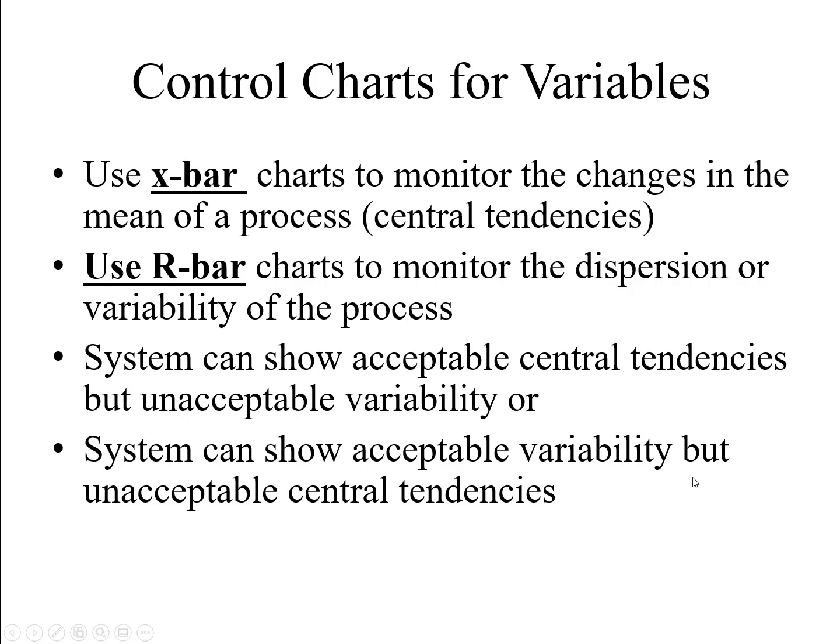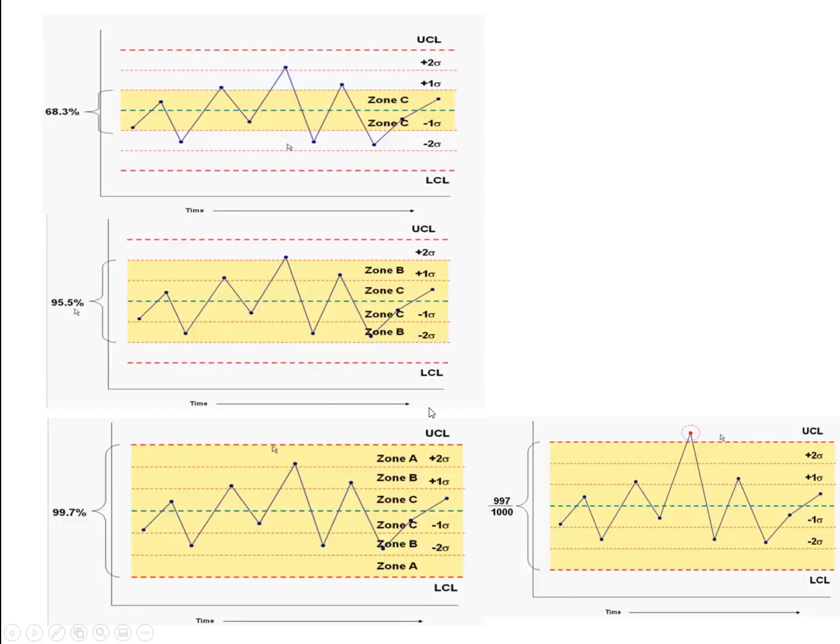A system can show acceptable variability but unacceptable central tendency. So this is the case when the system will not accept the mean variation. But in the other case, the system will accept the mean variation, but it will not accept the dispersion variation.